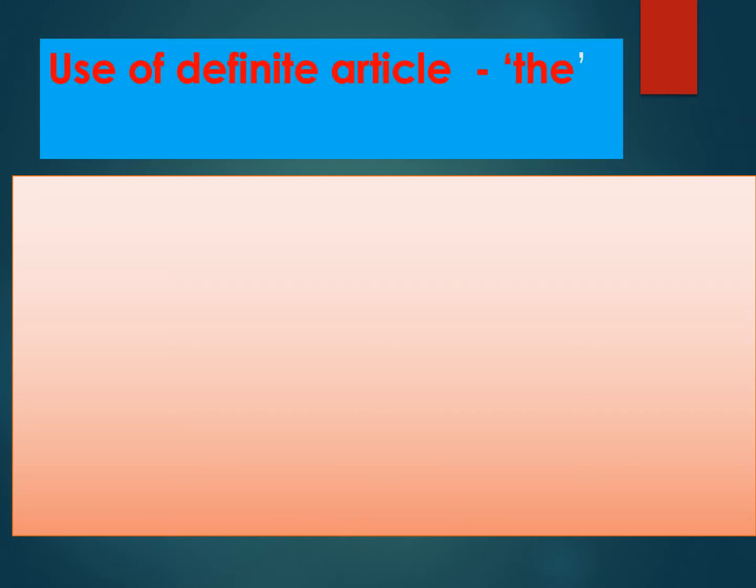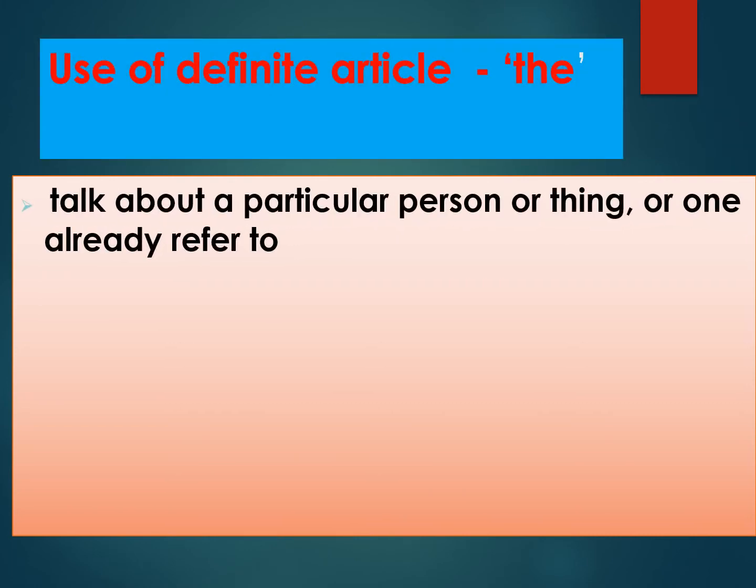The definite article the is used when we talk about a particular person or thing or one already referred to. That means when it is clear from the context which one we mean.